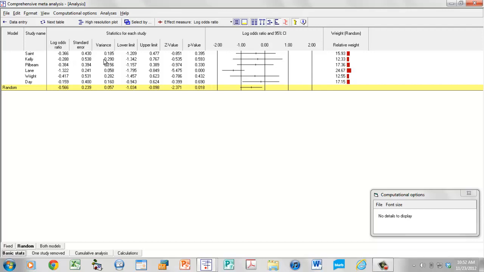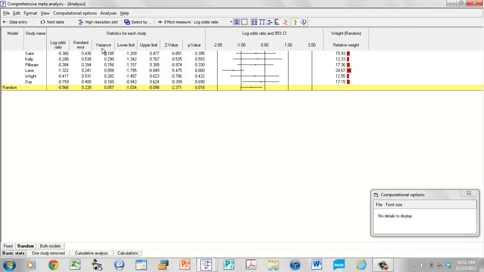You do not see the standard error and the variance when you're working with odds ratios, because the standard error and variance are in log units, and therefore to present them when we're dealing with odds ratios in raw units would be misleading and confusing. But when we switch to the log odds ratio, we do see them.